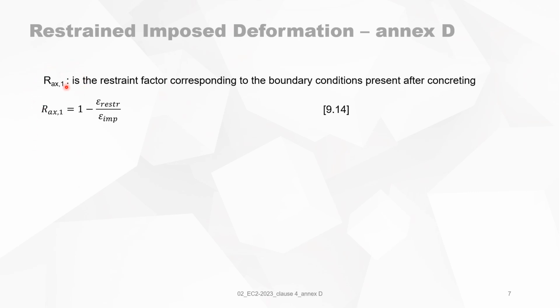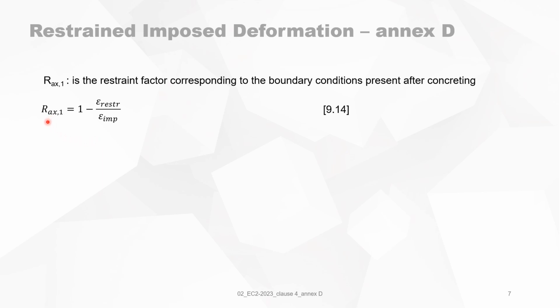RAX is the restraint factor corresponding to the boundary conditions present after concreting. This is defined in formula 9.14, which is stated here. But this is almost not practical to calculate. It's very difficult to calculate the shrinkage or strain, the imposed strain and the strain when the structure is restrained. This is difficult to calculate.